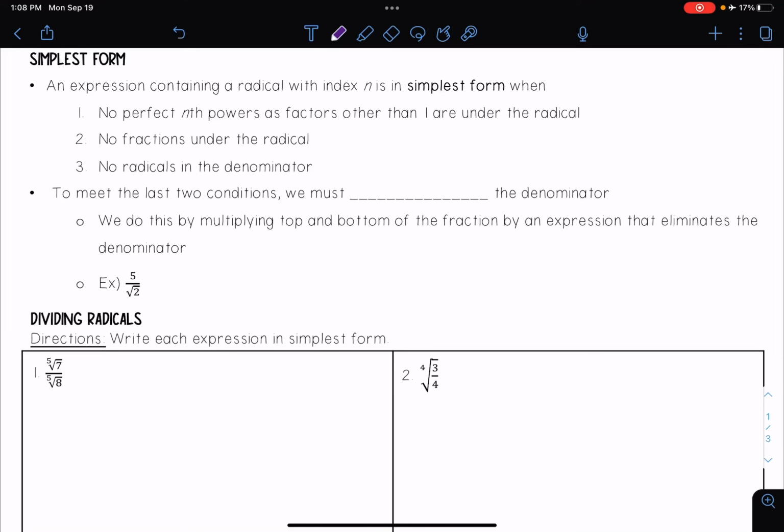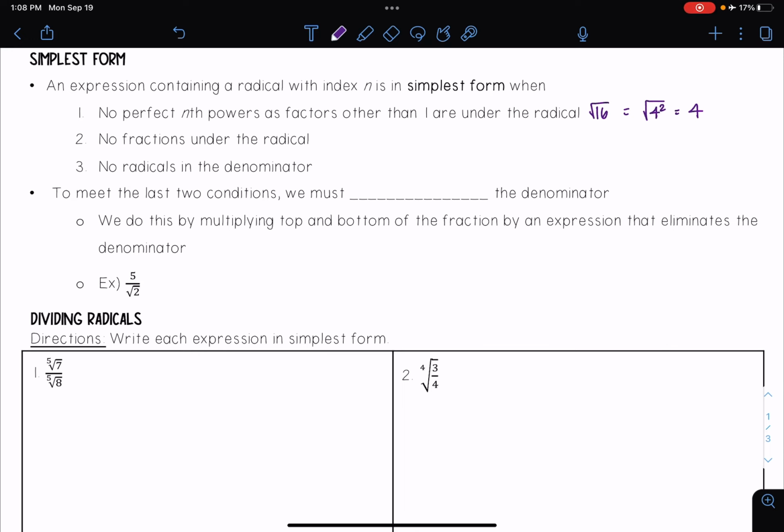In this video, we're going to talk about simplest form and dividing radicals. An expression containing a radical with index n is in simplest form when, one, no perfect nth powers as factors other than 1 are under the radical. So for example, the square root of 16 would not be simplified because I know that this is equal to 4 squared. That gets me 4. So I want to make sure I take out all of those perfect powers. This one was the second power, so I take those out.